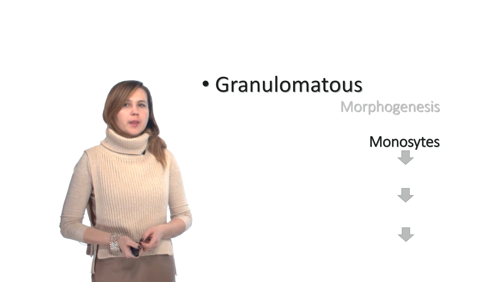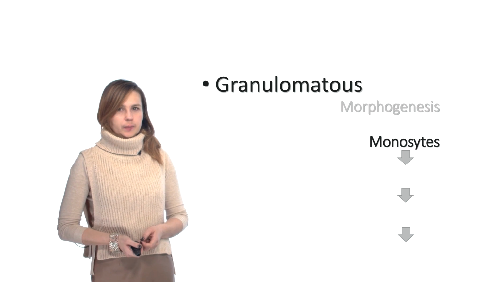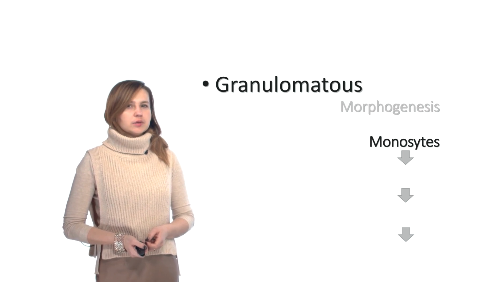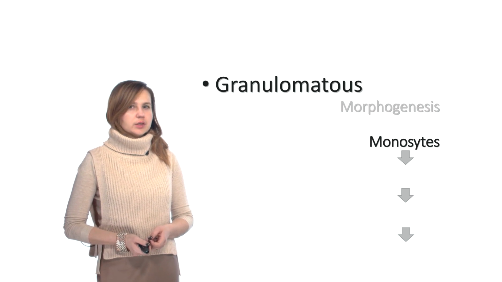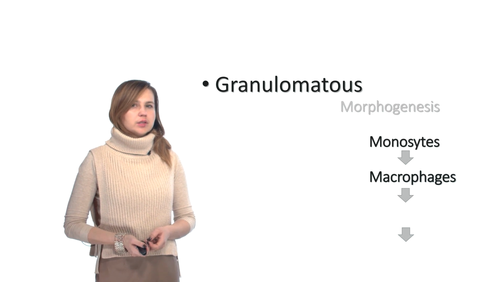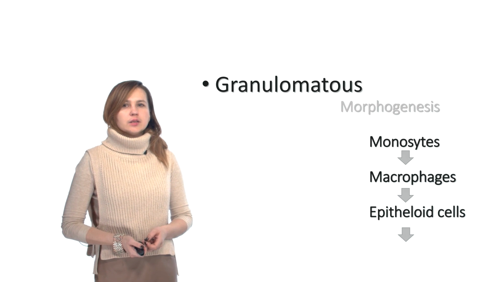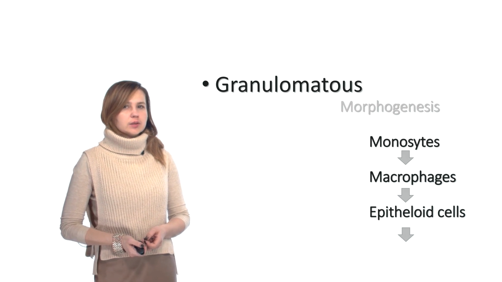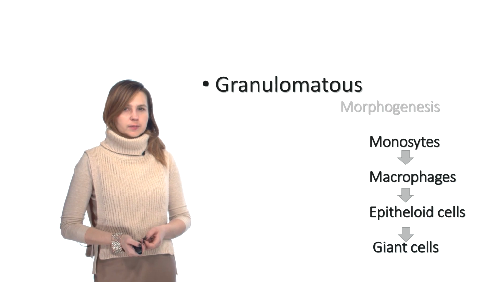One of them is accumulation of monocytes in the inflammation area. Second, transformation of monocytes into macrophages. Next is transformation of macrophages into epithelioid cells. Then transformation of the epithelioid cells into giant cells. It's called giant cell granuloma.